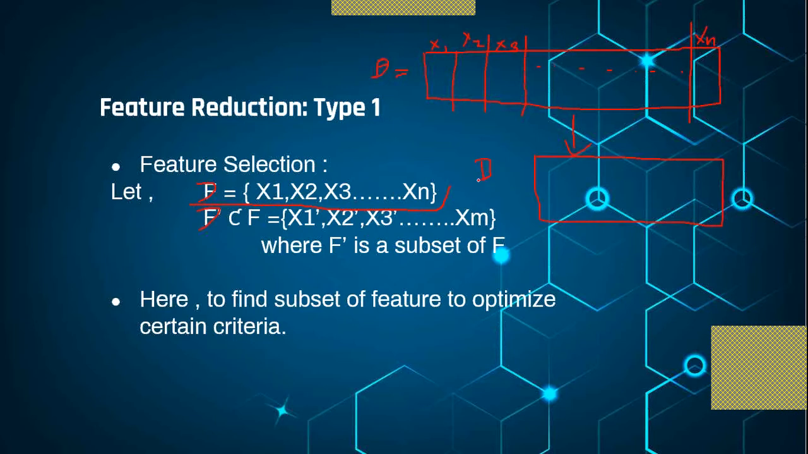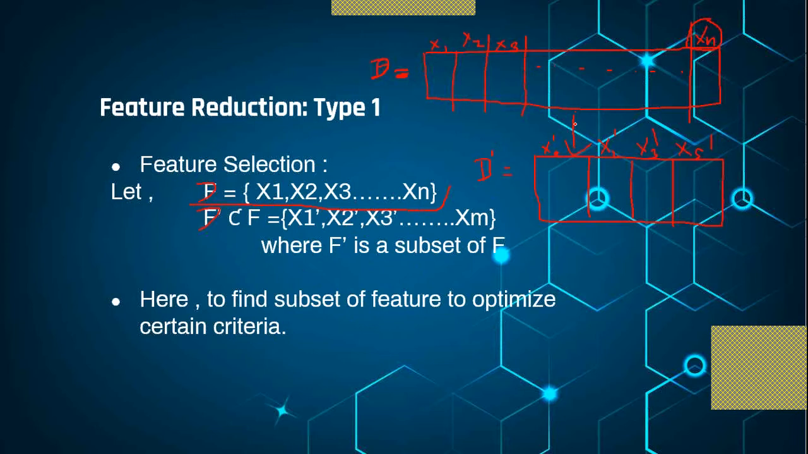According to your problem definition, you have to select only D dash, that is X1 dash, X2 dash, X3 dash, and X5 dash. So this is your D, the data set. This D is nothing but your original data set, and in that original data set, how many features, how many variables are there? There are Xn variables.